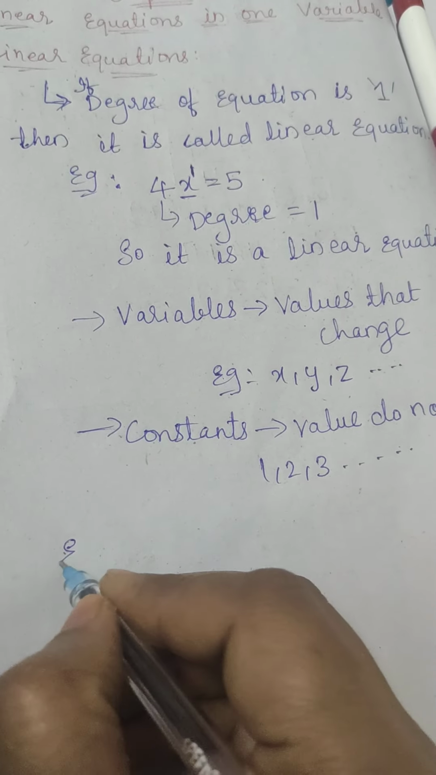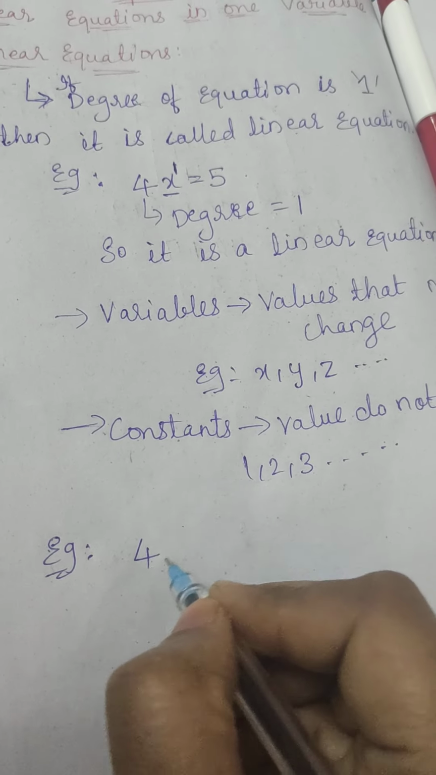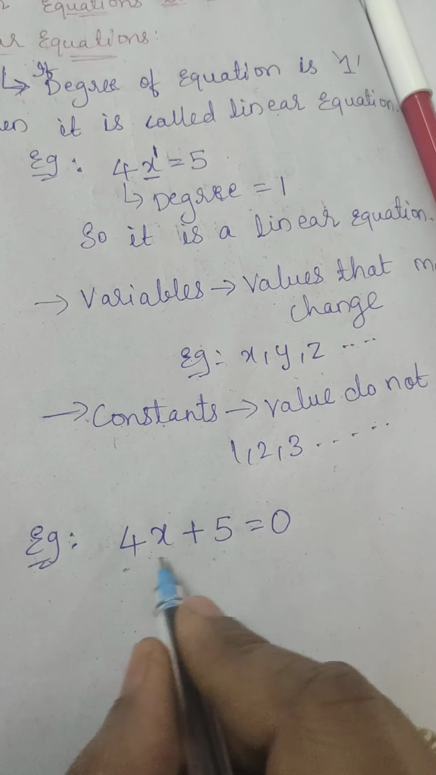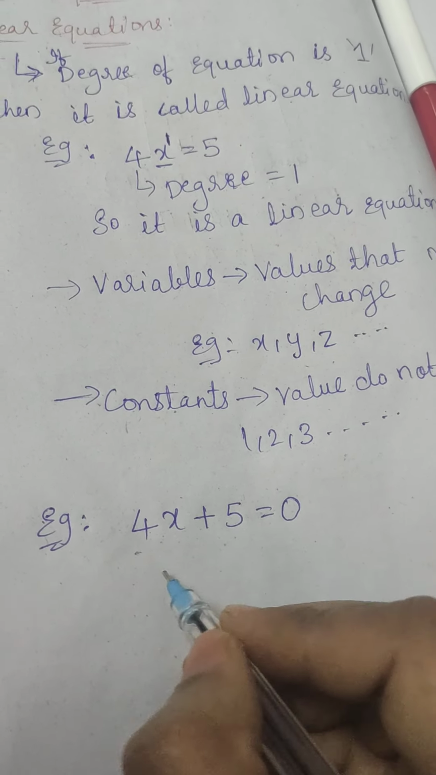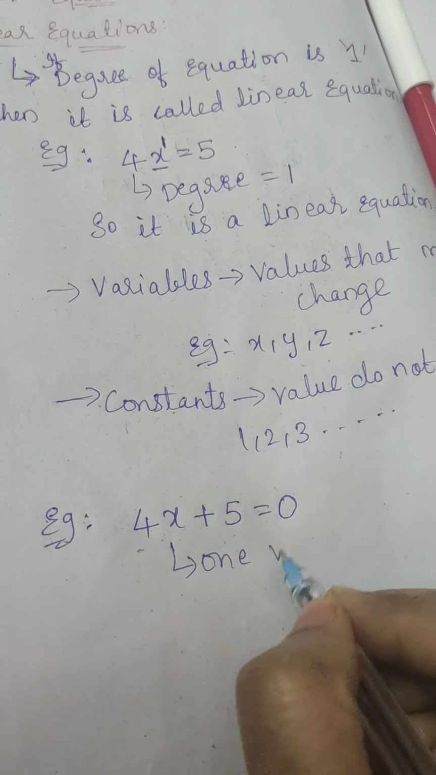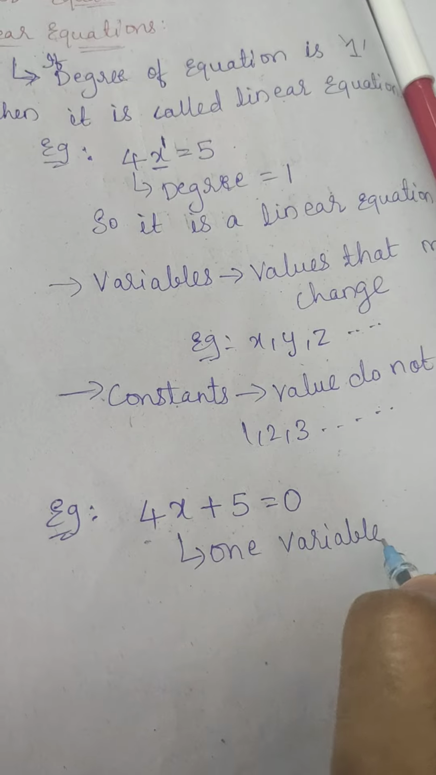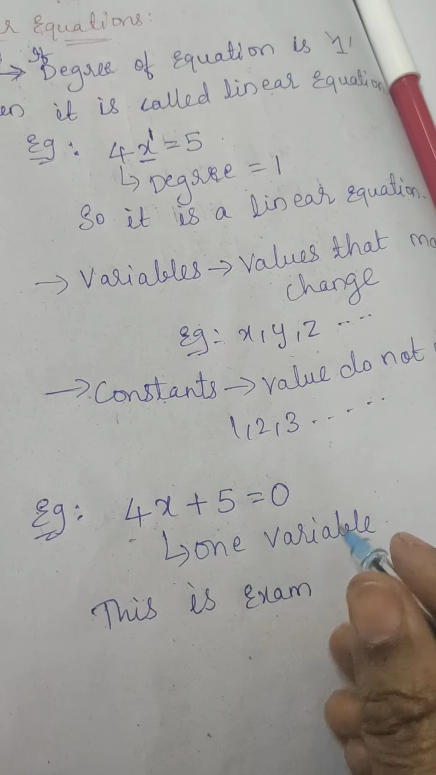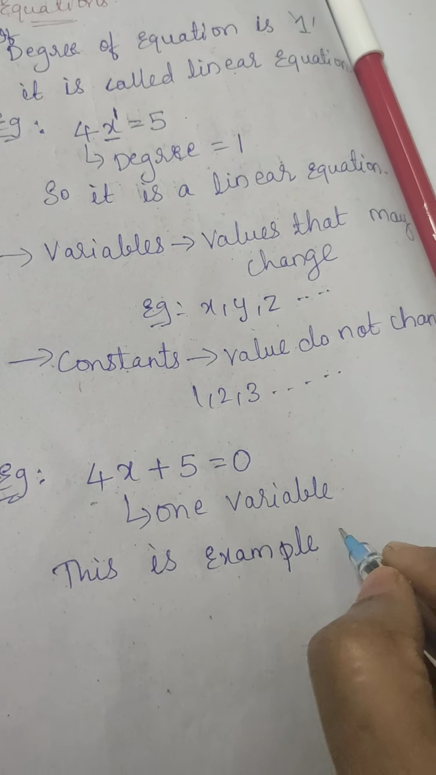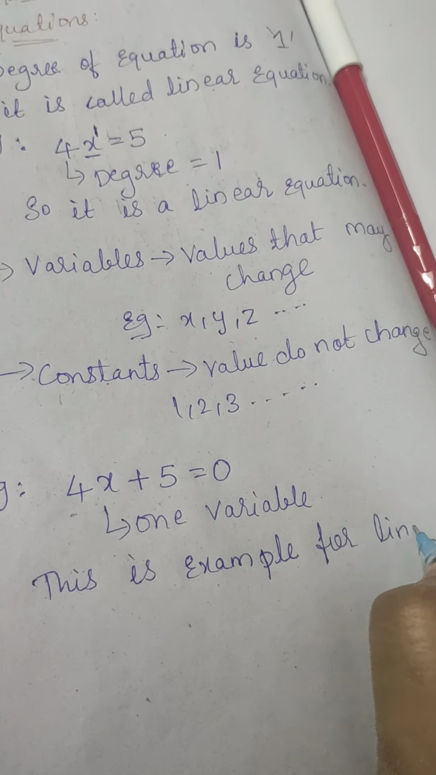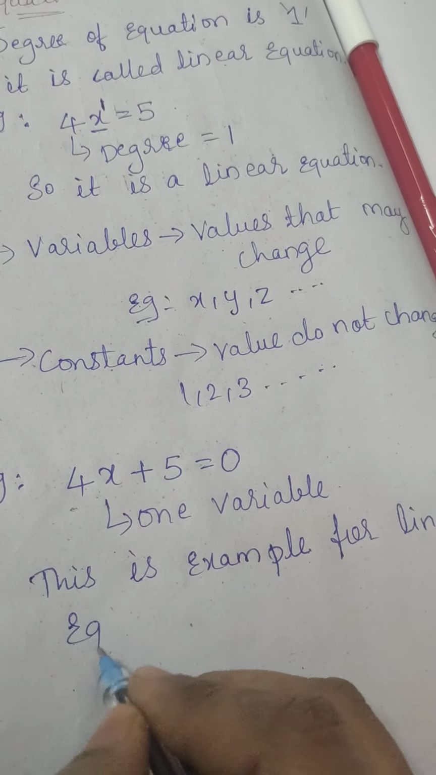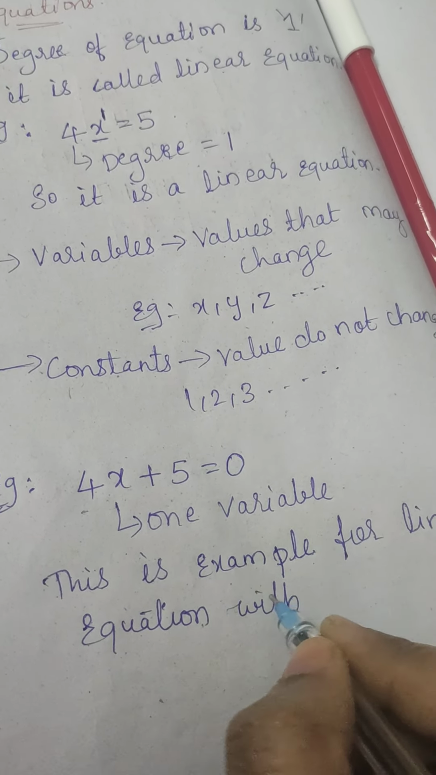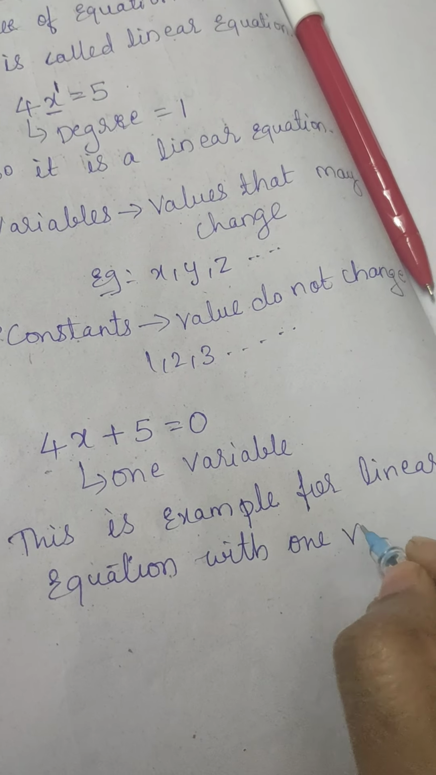For example, if I take 4x plus 5 is equal to 0, then in this equation how many variables are there? Only one variable. This is an example for a linear equation with one variable.